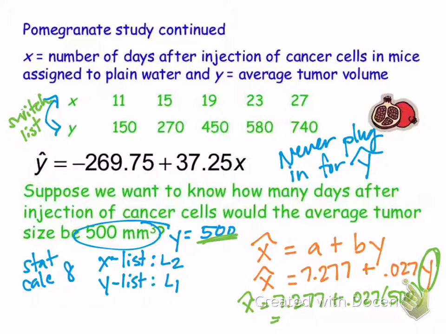Do not plug into Y hat, because what I see so many times on a test, because you know I'm going to give this to you on a test, is that people plug into Y hat. They put 500 right here, and then they add the 269 and they divide by the 37.25. That is not right. No.